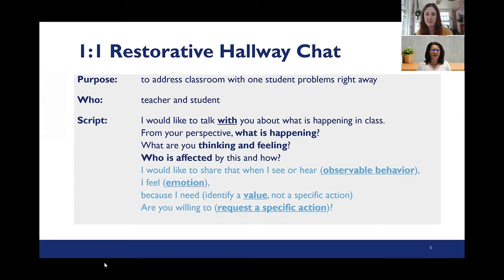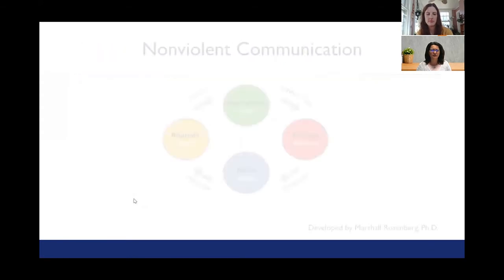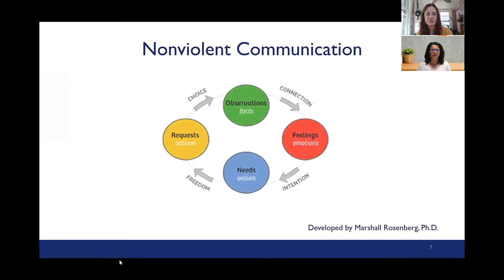And the next slide, it's a nice graphic that outlines the nonviolent communication process that was developed by Dr. Marshall Rosenberg. And there's so much available on this, but in its most basic form, it starts with what you've observed. Just stick with the facts. What can you see? What do you hear? How does it make you feel? And then what are your needs, stated in terms of a value, and then giving a request to the student. So I encourage people to explore nonviolent communication further because it's a great skill to possess.